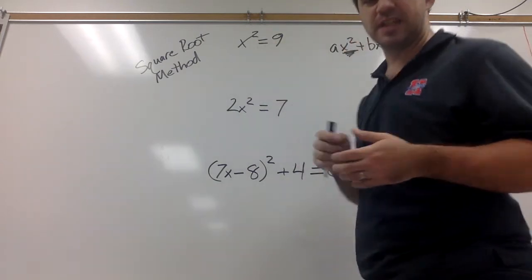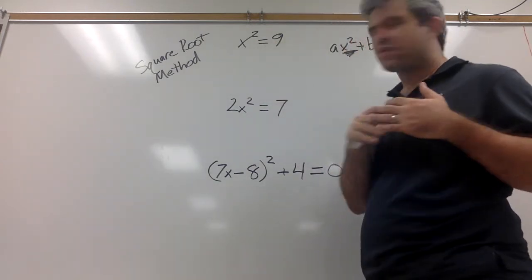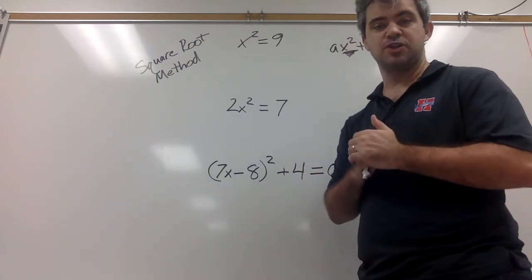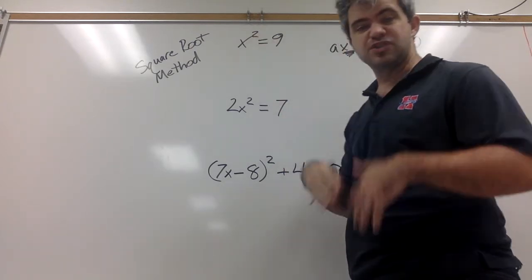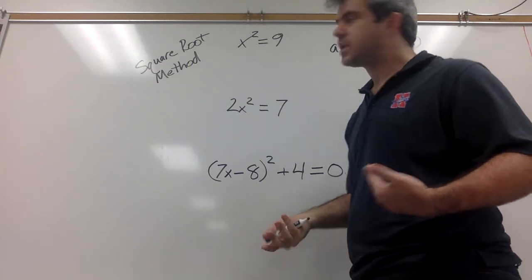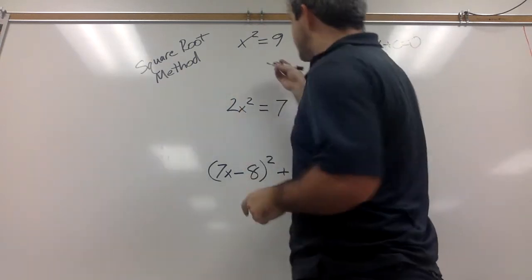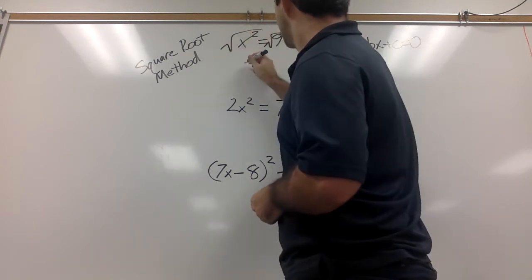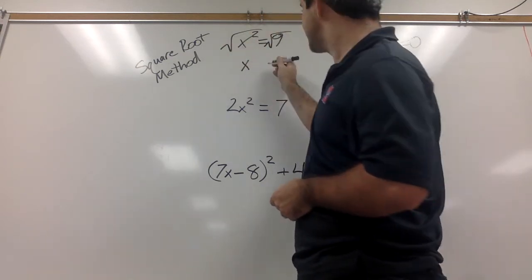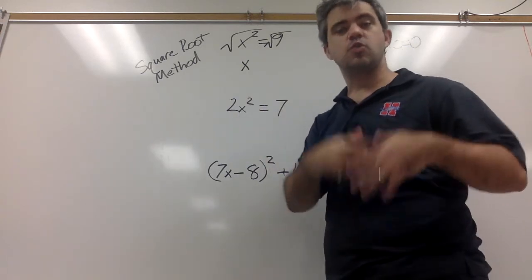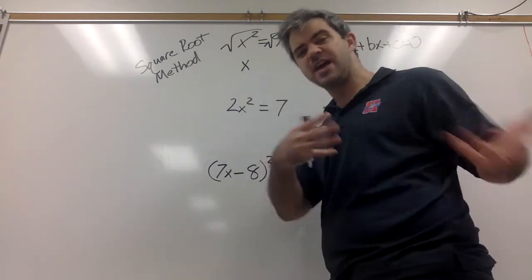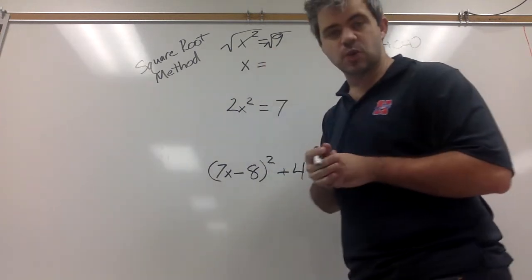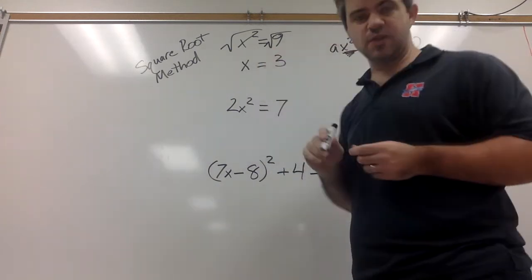x squared equals 9. Now, remember, in algebra, if you want to undo something, you've got to do the inverse operation. So the inverse operation of squaring is the square root. So we're going to square root both sides. So the square root of x squared is x. Again, we're square rooting something that's squared. It undoes, and we're left with just x. And the square root of 9 is 3.